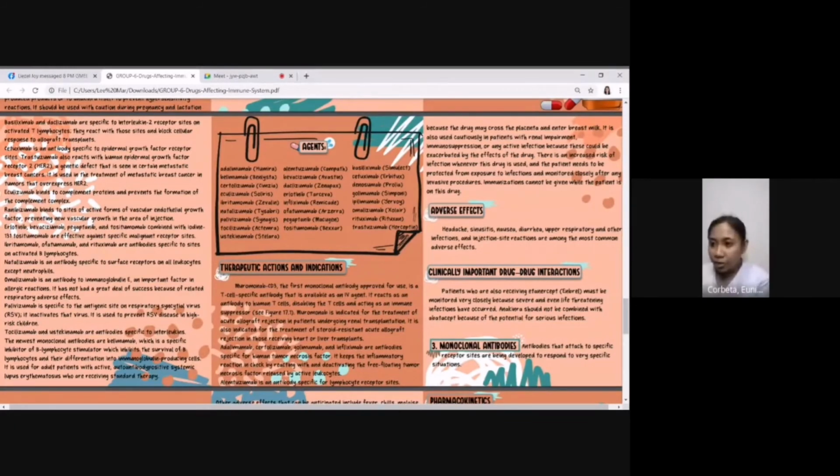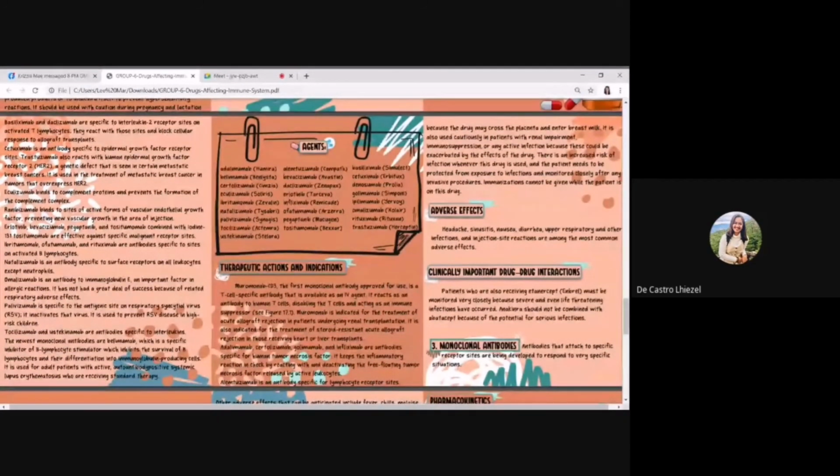So the adverse effects are headache, sinusitis, nausea, diarrhea, upper respiratory and other infections, and injection site reactions are among the most common adverse effects. The clinically important drug-to-drug interactions: patients who are also receiving etanercept must be monitored very closely because severe and even life-threatening infections have occurred. Anakinra should not be combined with abatacept because of the potential for serious infections.